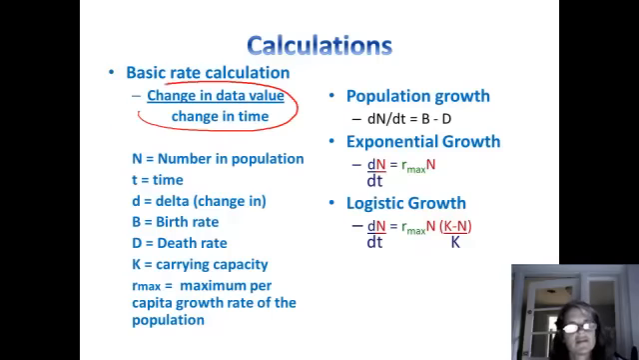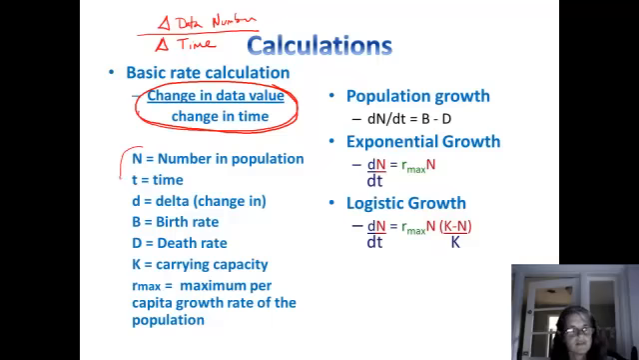This is important right here. This is just a basic rate calculation. So change in your data value, whatever. In a population, you're usually talking about numbers of organisms. So change in whatever data value you're measuring over change in time. That's a basic rate calculation. You ought to familiarize yourself with these values. Again, these will be on your calculation sheet that I'm going to give to you. And these are the various calculations that we'll at least do a couple of examples of, so they won't be completely foreign to you if you should see them on an exam, okay?